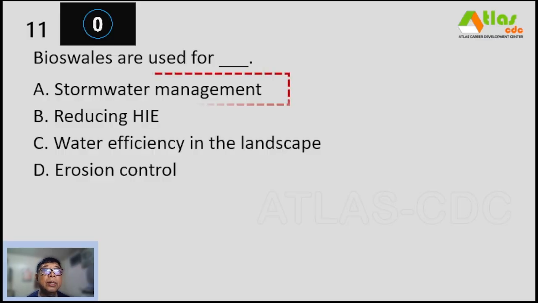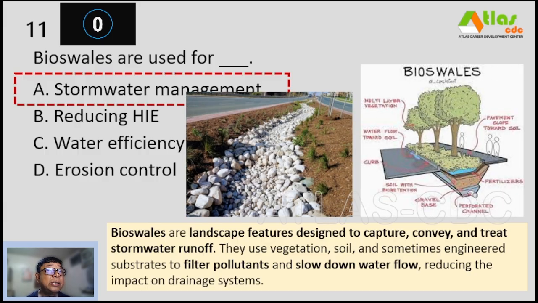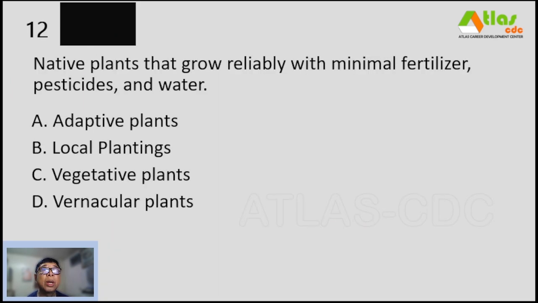And our correct answer is letter A, stormwater management. So bioswales are landscape features designed to capture, convey, and treat stormwater runoff. They use vegetation, soil, and sometimes engineered substrates to filter pollutants and slow down water flow, reducing the impact on drainage systems.